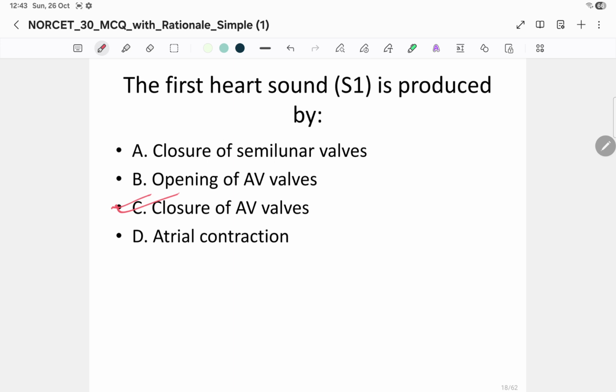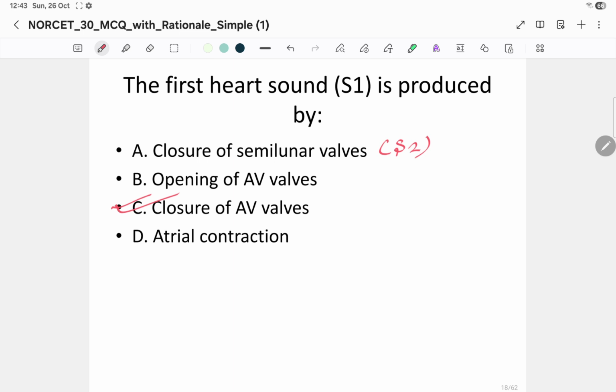We have two atrioventricular valves, mitral valve or bicuspid valve and tricuspid valve, right? So S1 sound is produced due to the closure of AV valves. And S2 sound is produced by what? Due to the closure of semilunar valves.